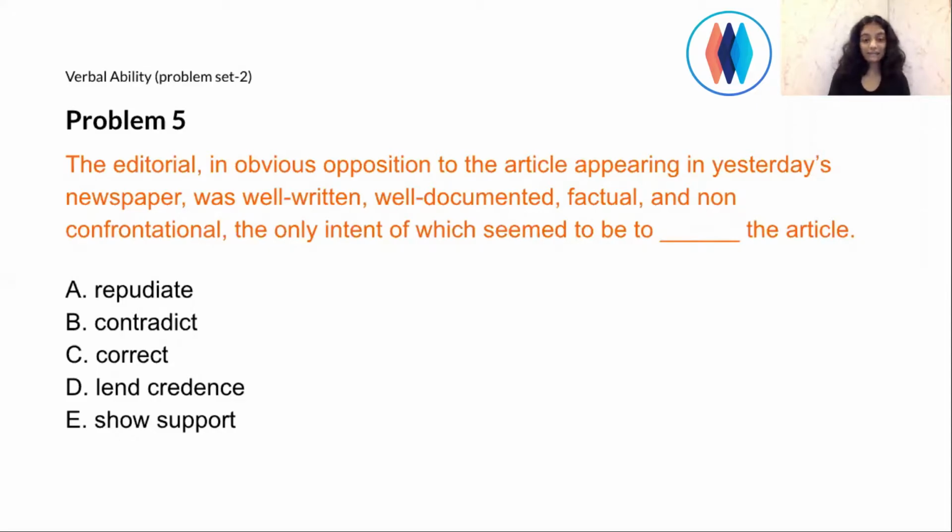Now let's look at what the text means. So the text is telling us that the editorial was obviously in complete opposition to the article, that it did not even in the slightest agree with the perspective that was adopted to write the article or the actual contents of the article. And it tells us that the editorial was non-confrontational, well written and well documented and factual. So it provided proof for the assertions that it was making, and it just wanted to basically oppose whatever was written in said article. Let's look at the correct answer and we'll discuss some more.